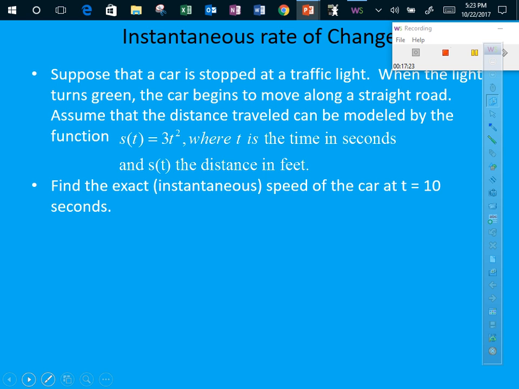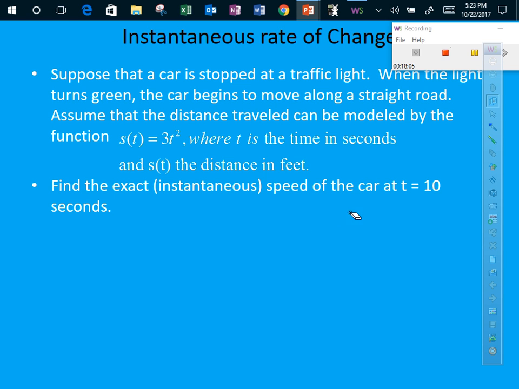It says, suppose that a car is stopped at a traffic light. When the light turns green, the car begins to move along a straight road. Assume that the distance traveled can be modeled by the function s of t equal 3t squared, where t is the time in seconds and s of t is the distance in feet. Think about what's happening. The car's taking off. At first it's probably kind of slow, but you're building up speed. You're building up speed. Okay? We're trying to figure out at that exact instance how fast are they going to be going. And it looks like my units are going to be feet per second.